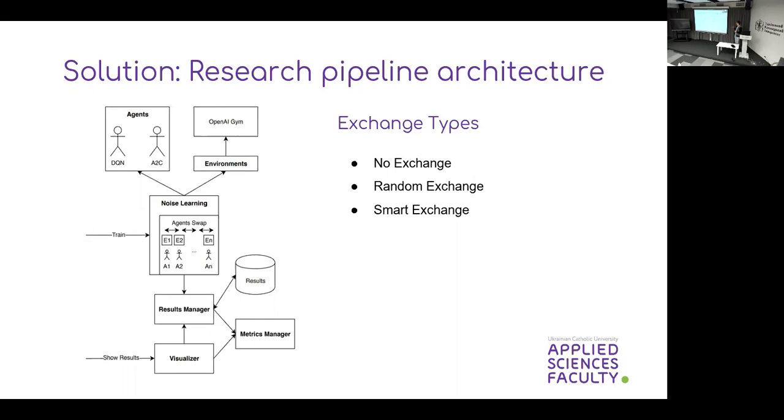For noise learning, we've implemented three types of exchange, so we can compare them. The first one is no exchange. It means that agents will just train in parallel with their own noise level. The second is random exchange, which is just some random exchange with some probability between the agents. And smart exchange is the Metropolis-Hastings exchange.